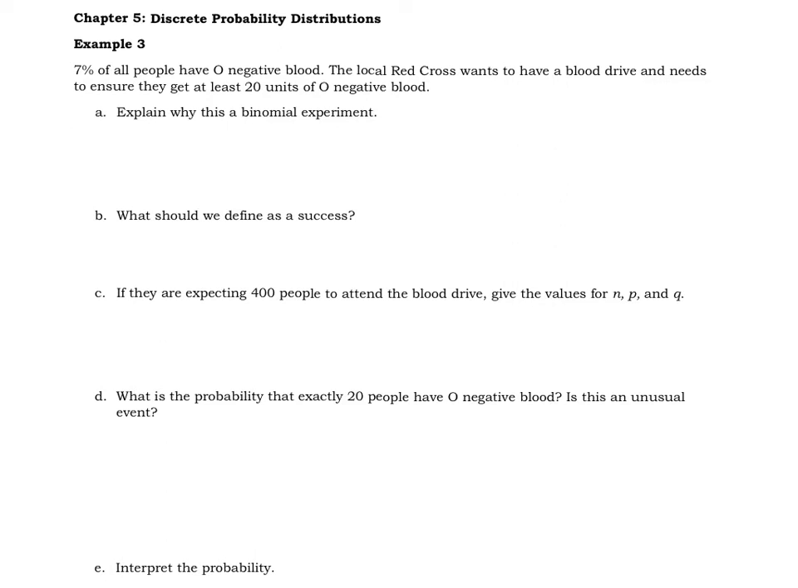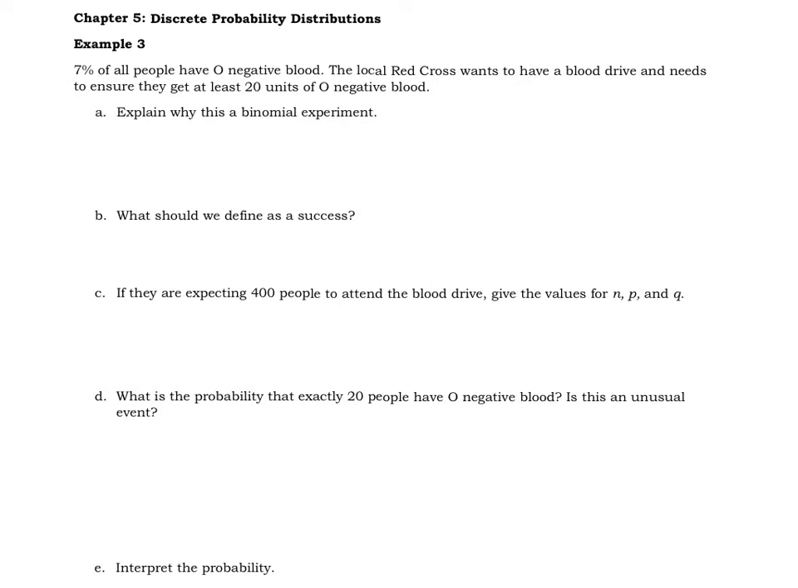In example 3, we are going to be looking at a blood drive. The Red Cross needs to be sure they get at least 20 units of O negative blood. O negative are universal donors, as I'm sure you're aware, and 7% of all people have O negative blood. So first thing, why is this a binomial experiment?